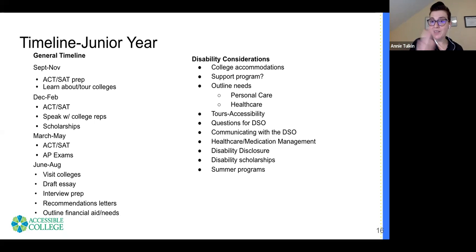Simultaneously, there's a lot of disability related stuff happening too, or that should be happening. They should be thinking about the college accommodations. If they need an extra support program, like one of those fee-based programs that I mentioned.